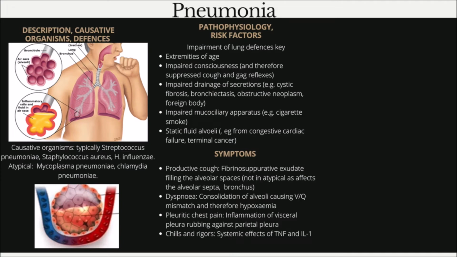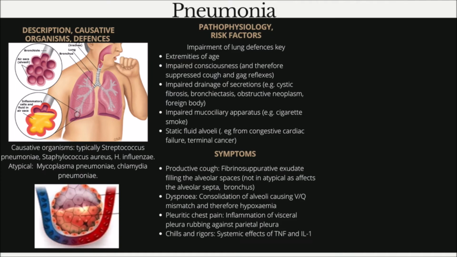Pleuritic chest pain would also result from the inflamed visceral pleura rubbing against the parietal pleura. Finally, the systemic impact of inflammatory cytokines such as TNF-alpha and interleukin-1 results in chills and rigors or fevers through resetting of the hypothalamic set point.